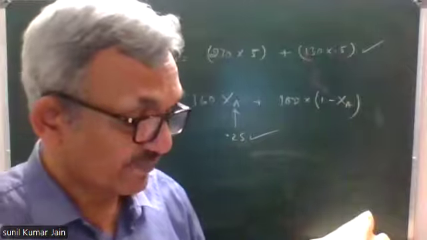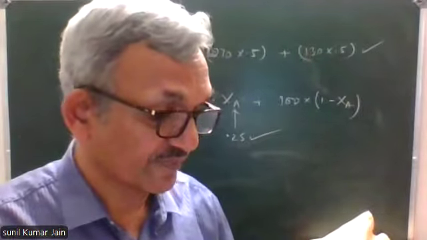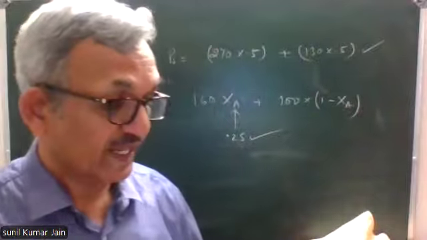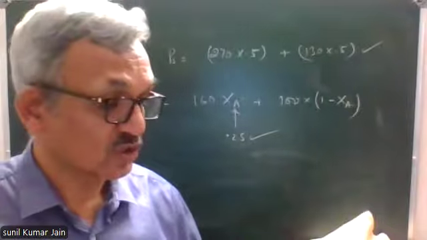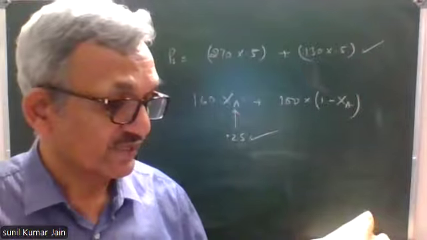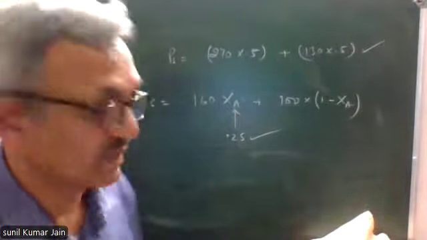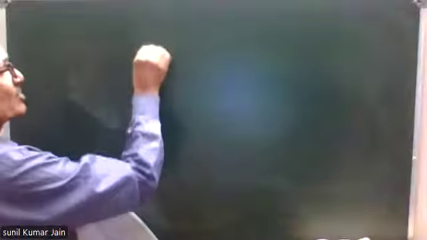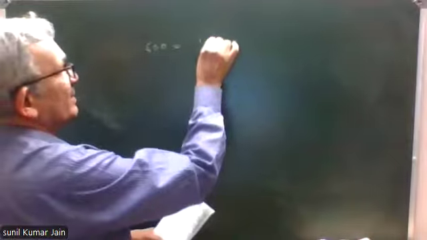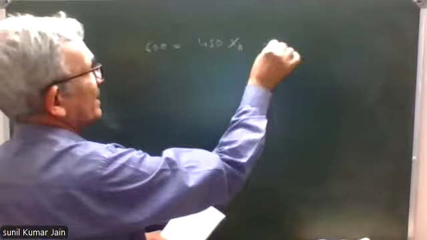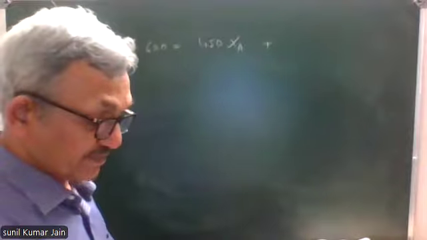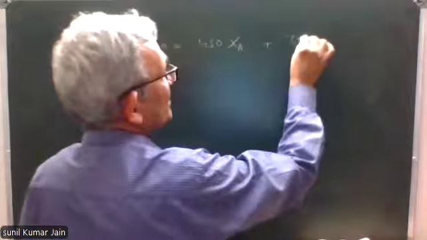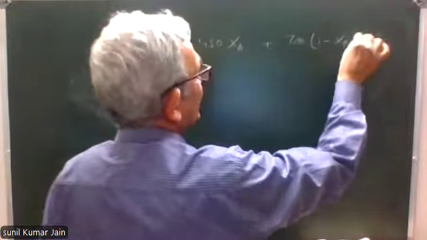Last numerical. Vapor pressures of pure liquids A and B are 450 and 700 millimeters respectively. Calculate mole fraction of A in the solution and in the vapor phase if total vapor pressure of the solution is 600 millimeters. See, we are given P solution 600 is equal to P naught A is 450 into mole fraction of A, I'm writing chi A. P naught B is 700 millimeters into 1 minus chi A.